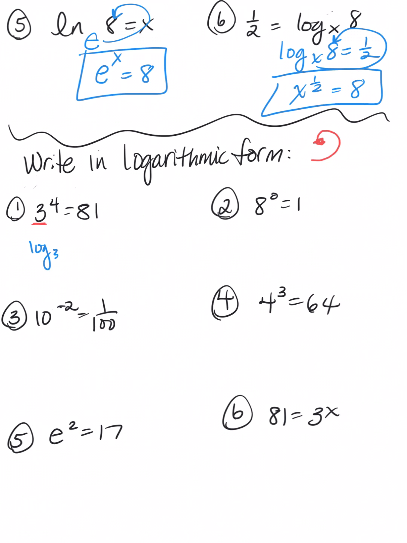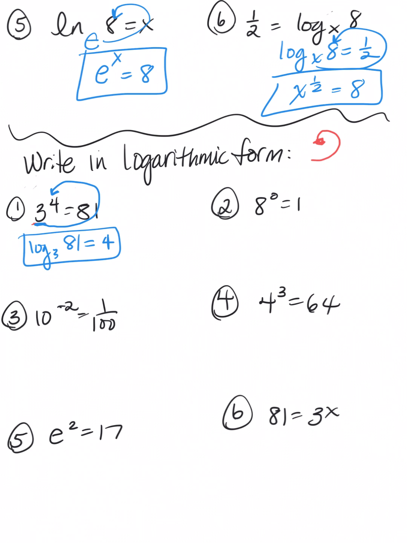This one is a base 3. So when I swirl this, it's going to be log base 3 of 81 equals 4. This little number it's pointing to is what the equation will equal. All right? There you go.